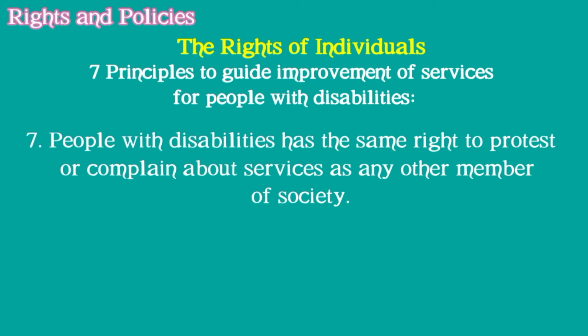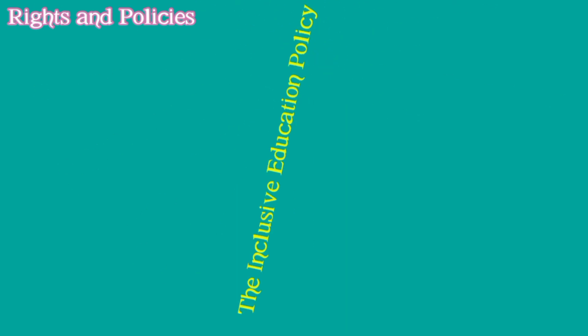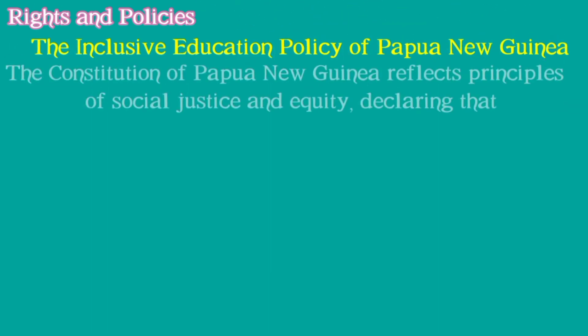In fact, all members of society have the right to expect services to be satisfactory and to complain if they are not. People with disabilities should appreciate satisfactory services and complain about unsatisfactory services, just like other members of society. So let's proceed with the inclusive education policy of Papua New Guinea.